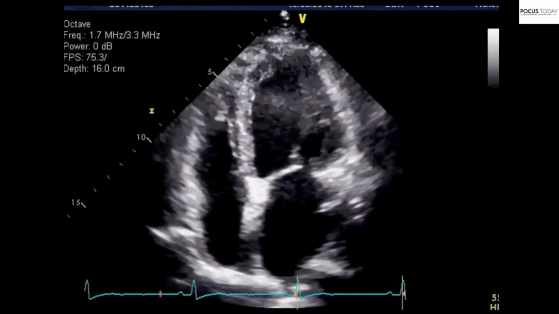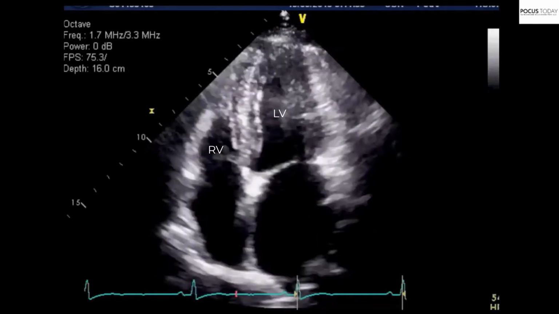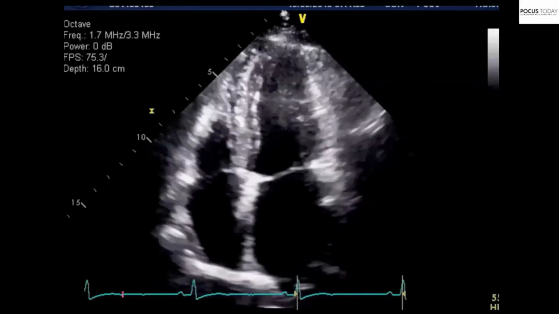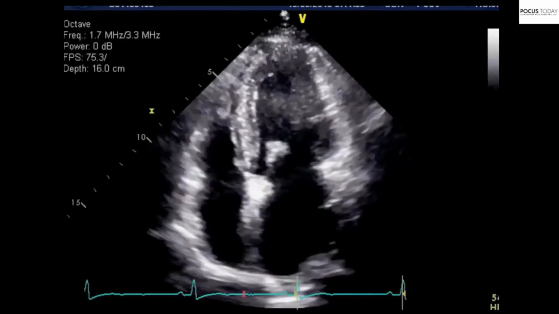We can assess the relative sizes of the LV and the RV in the apical 4-chamber view. Gross function of the tricuspid and mitral valves can be observed. Use color Doppler to look for regurgitation.